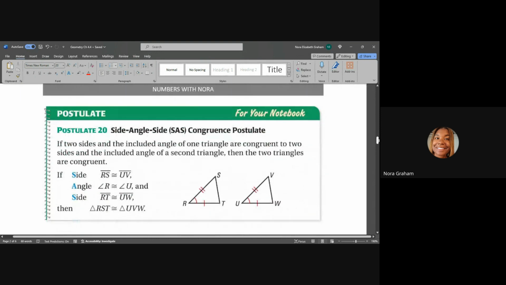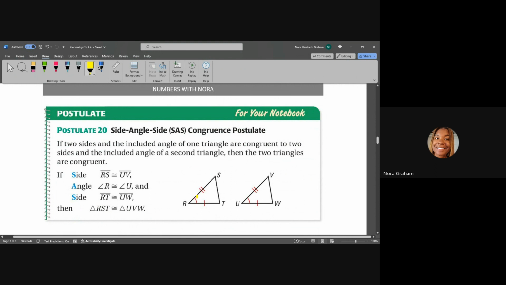All right, so now we're going to come to our first postulate in 4.4. So this one is going to be the side angle side postulate. And how this one's a little different, what you have to remember is, notice our angle right here. Our angle is going to be in between our sides, okay? So we're looking for our angle to be between our two sides. And usually this is called the included angle, all right?